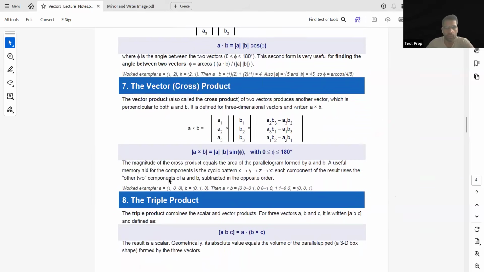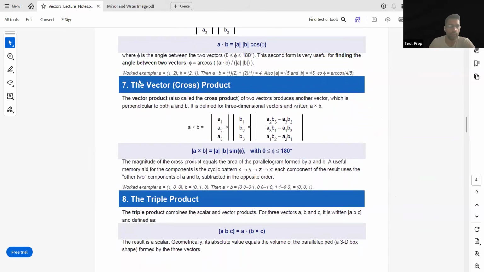Now, this is your cross product, vector cross. A cross B equals mod of A, mod of B, sine theta, where theta is from 0 to 180. The magnitude of the cross product equals the area of the parallelogram.